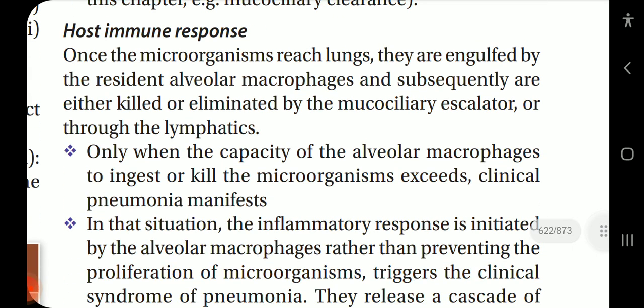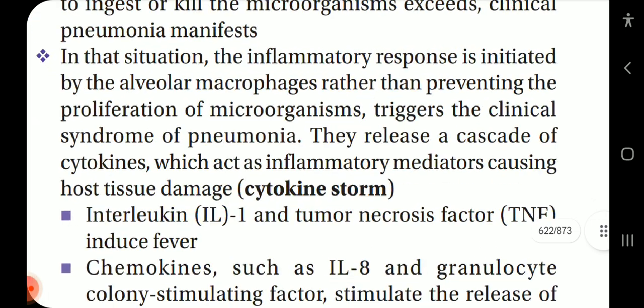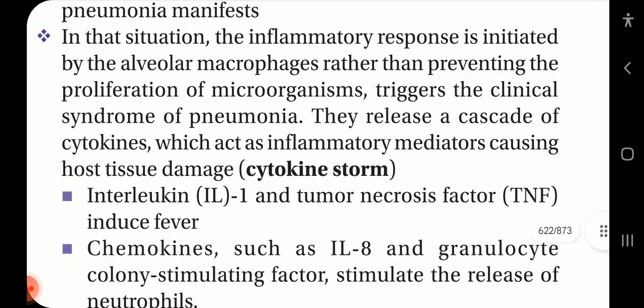Once the microorganisms reach the lungs, they are engulfed by the resident alveolar macrophages and subsequently are either killed or eliminated by the mucociliary escalator or through the lymphatics. Only when the capacity of the alveolar macrophages to ingest or kill the microorganisms is exceeded does clinical pneumonia occur. In that situation, the inflammatory response initiated by the alveolar macrophages, rather than preventing the proliferation of microorganisms, triggers the clinical syndrome of pneumonia.